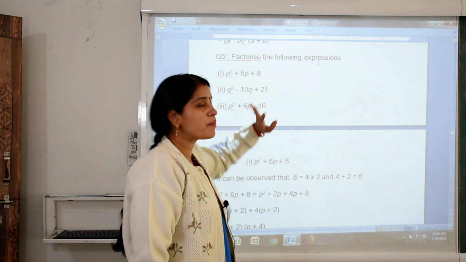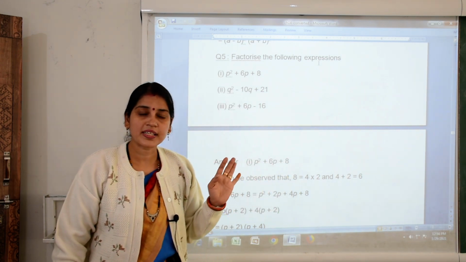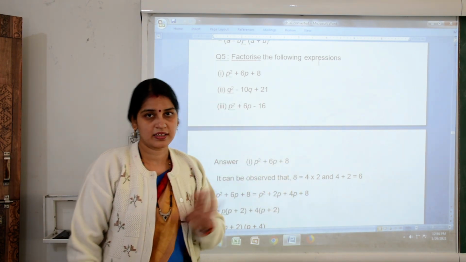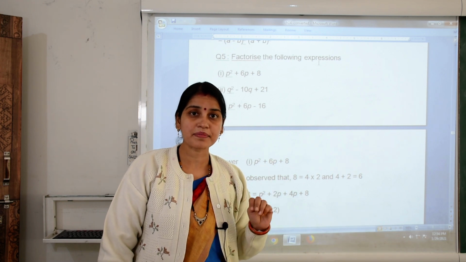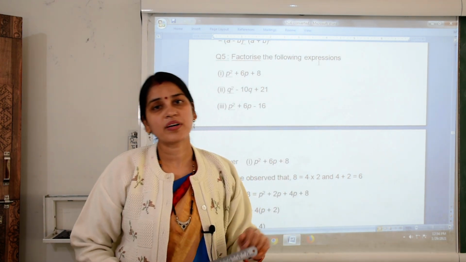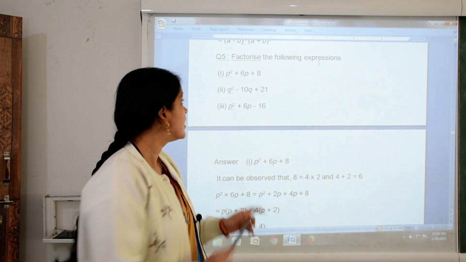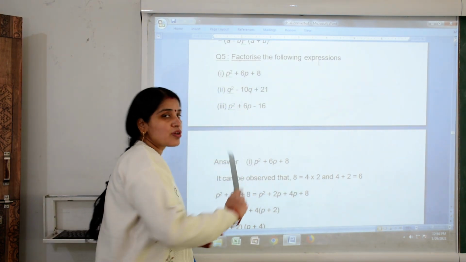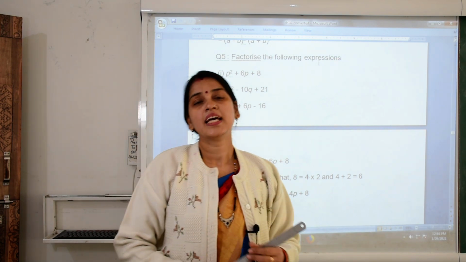No, because there is no common variable or constant here. Then regrouping? No, because these are 3 terms. Then the third one is the identity method. That one also we cannot apply here because 8 is not the square of any number.